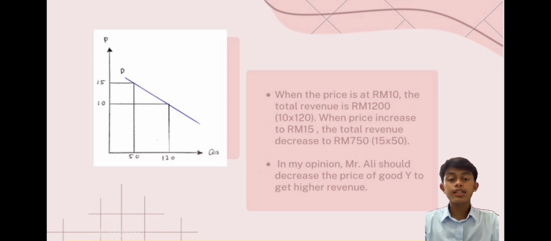When the price increases to 15 ringgit, the total revenue decreases to 750 ringgit, which we can get by multiplying 15 and 50. My suggestion for Mr. Ali, he should decrease the price of goods Y to maximize higher revenue.